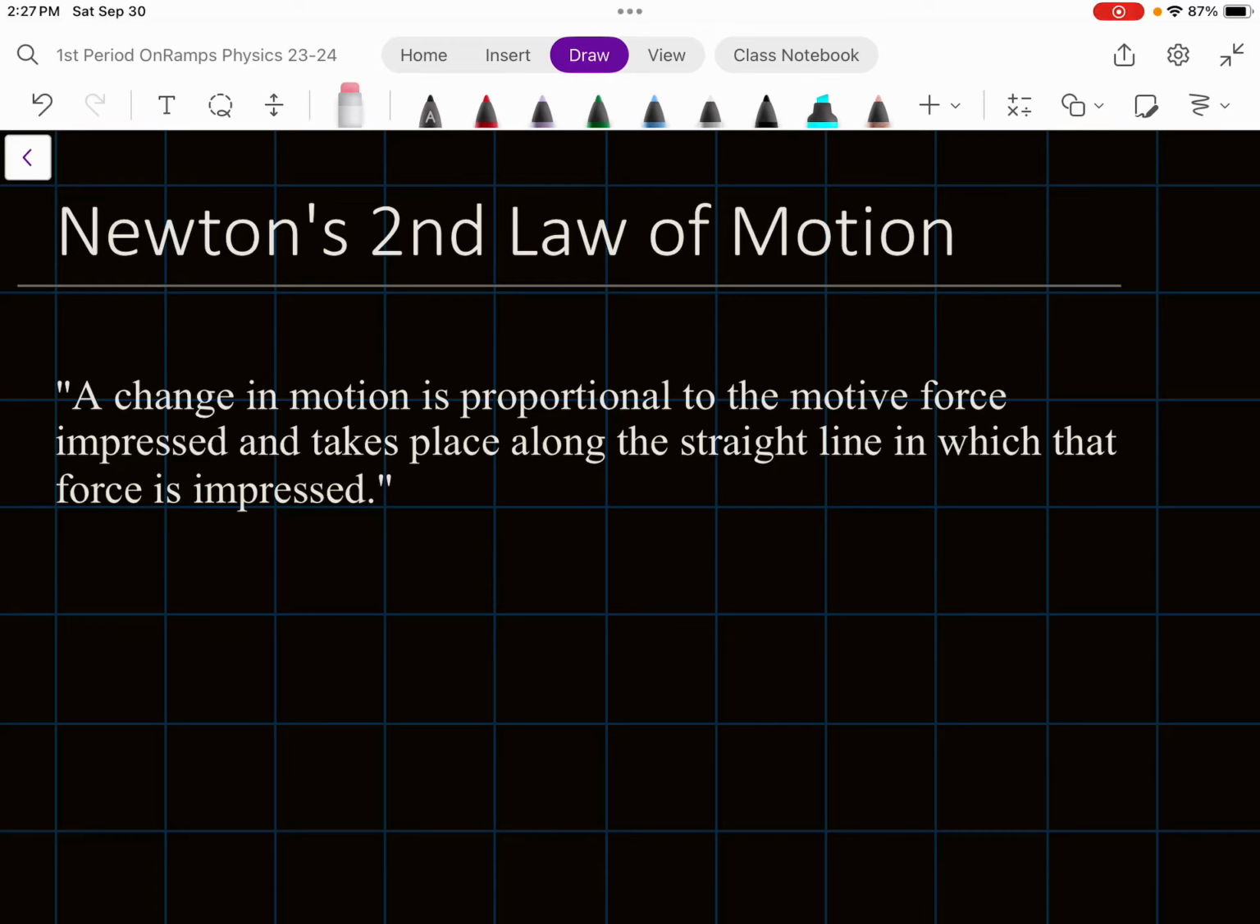Hey everyone, today we'll have a brief introduction to Newton's second law of motion.